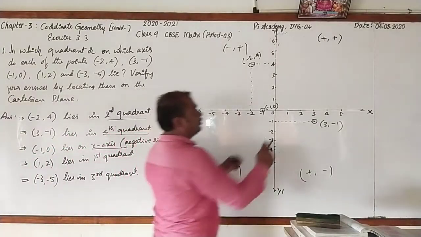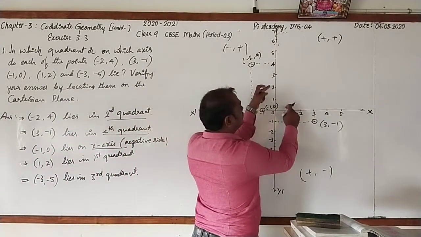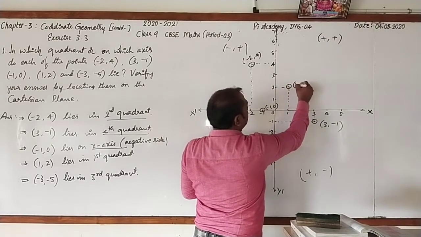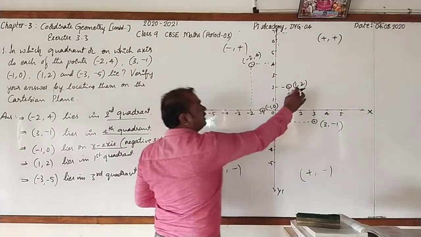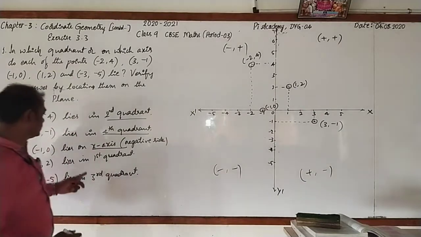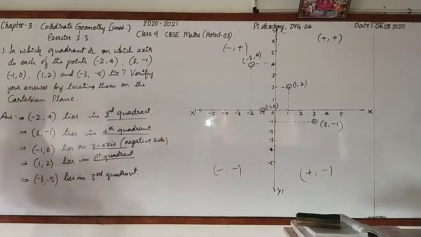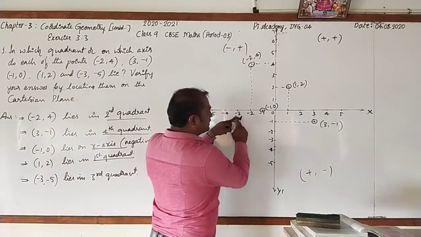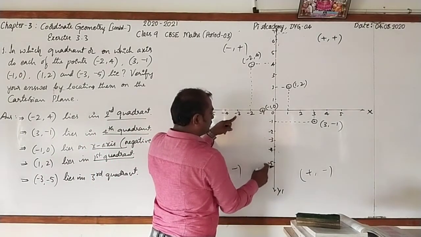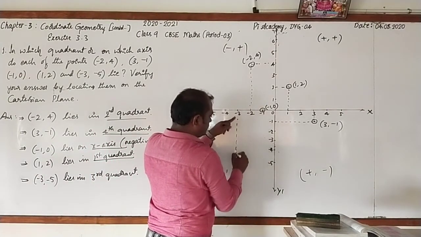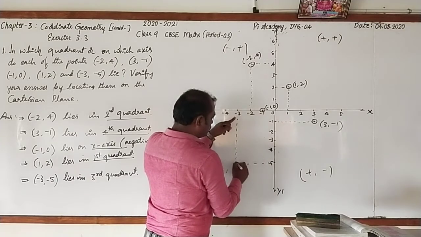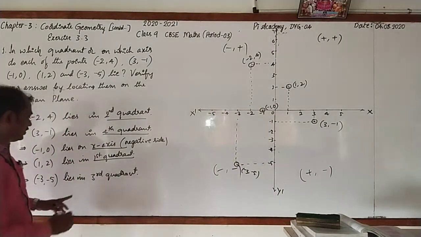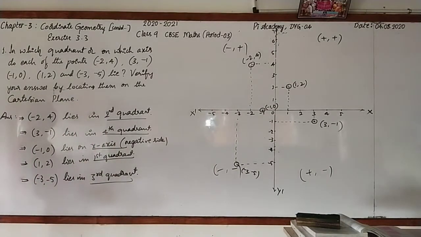Next, (1, 2). When x is 1, y is 2. See that these two will intersect at a point, and that point lies in the first quadrant. Check that. Yes, it is the first quadrant. Minus 3 comma minus 5. Observe, when x is minus 3, y is minus 5. Could you tell which quadrant? This is the third quadrant. Yes, you are right.